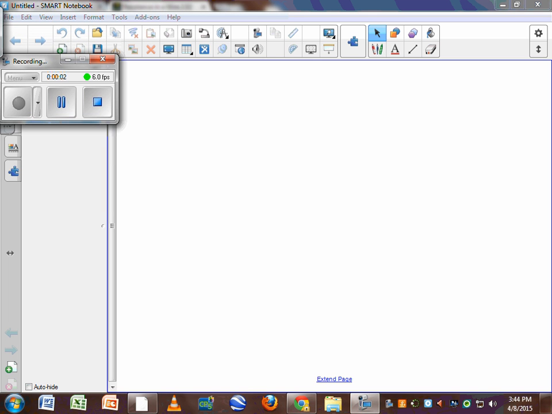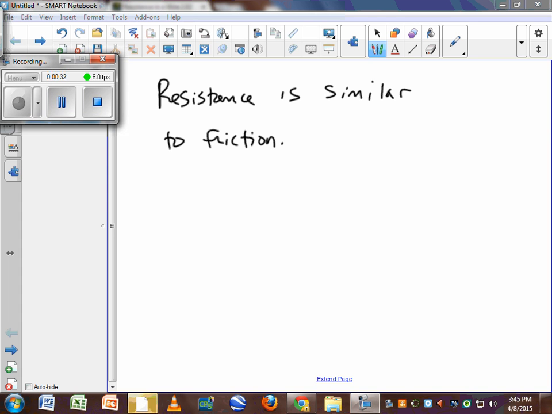This is the 22-2 video lesson, and our first question is, what is resistance in an electric circuit? Resistance is very similar to friction. These charges are moving along, and they encounter other charges, or they encounter deformities in these wires, so there's friction there, and so resistance controls the flow of electric charge. So that's what we have here: resistance is similar to friction.